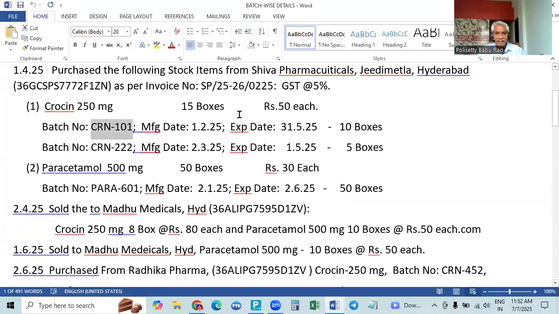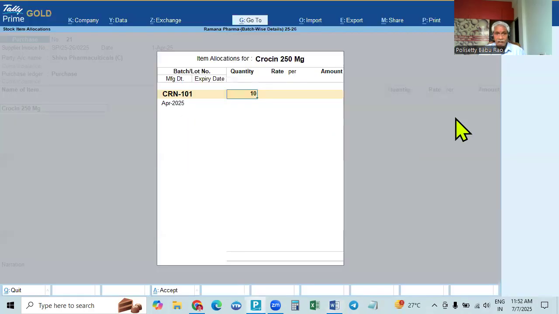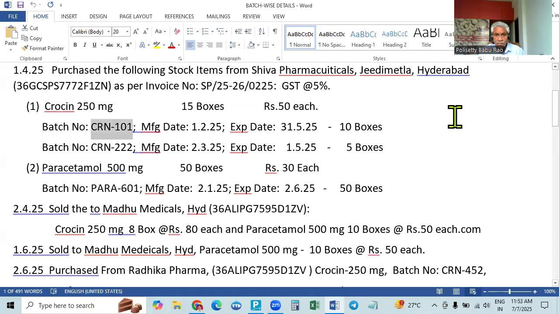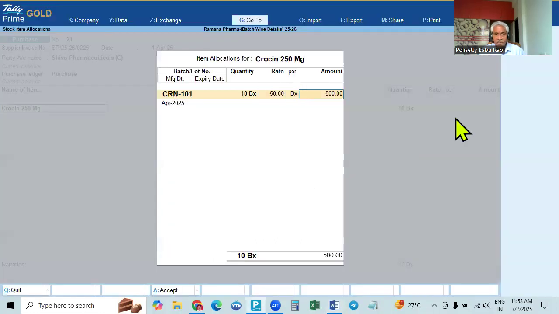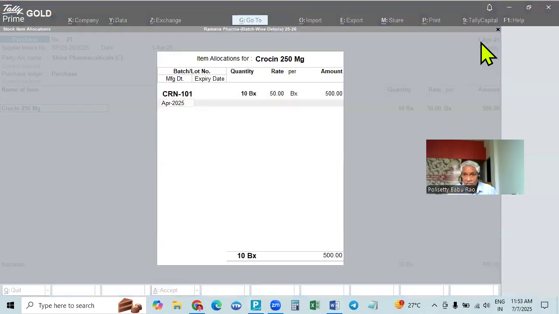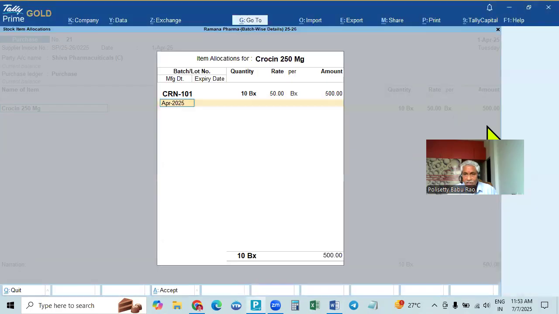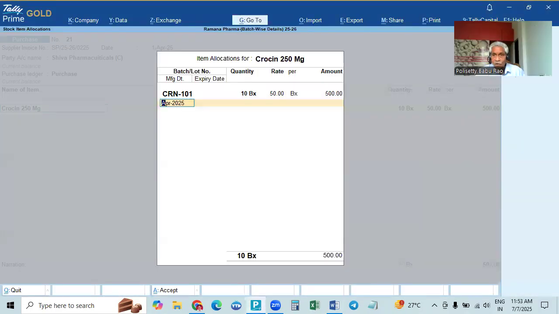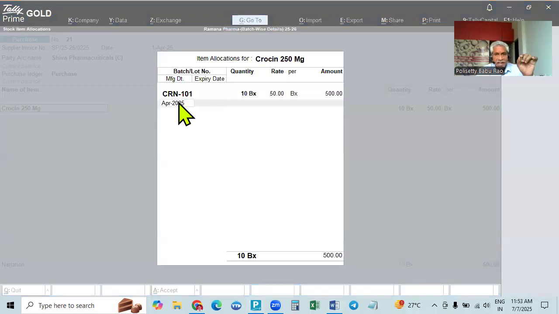Then quantity, rate, and everything. Quantity is 15 boxes in total, but in this batch only 10 boxes. So 10 boxes we purchased. Each one is 50 rupees. So the total amount is this one. Then come to the second line, manufacturing date. This date will be taken already. Our invoice date, that is our voucher date, April. I will tell you why it is not taking one. The voucher date will be taken by default.